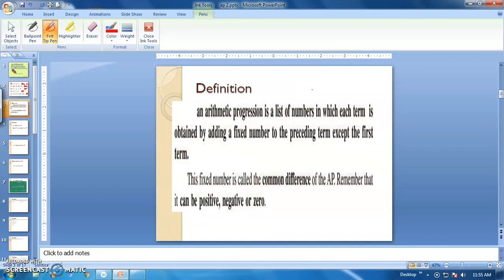And that is the definition. Already we know that in a series, if a number is obtained by adding a fixed constant to the previous one, that is said to be arithmetic progression. And the fixed number, that is the particular number which we have to add, is said to be the common difference of the AP. And the common difference may be positive, negative, or 0 also.